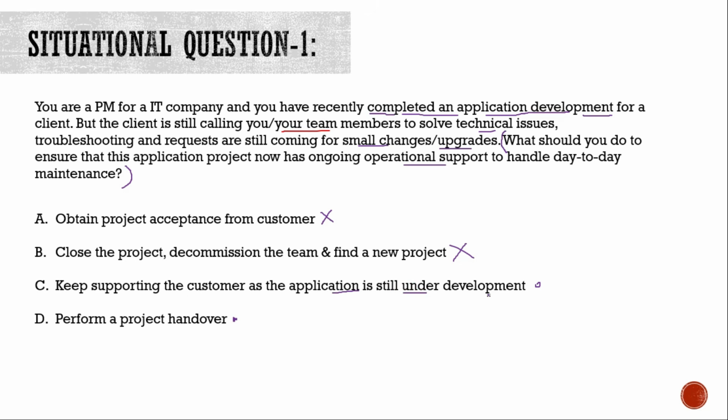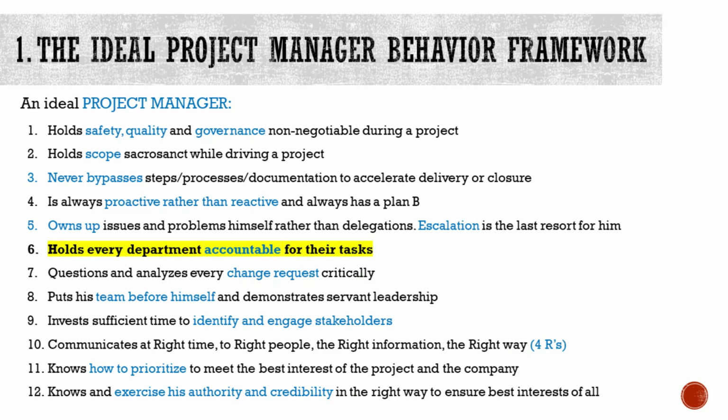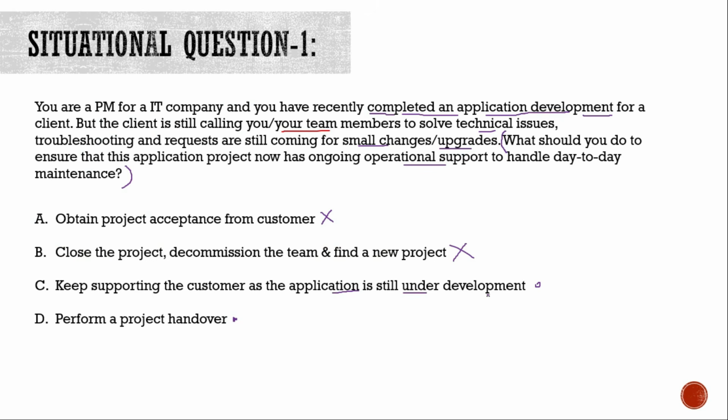Okay. Now, if you try to understand it from a project manager perspective, a project manager after the project closes always hands over the project to the customer or to the next department. And it also comes from the project manager behavior framework, where it states that a good project manager holds every department accountable for their tasks. Okay. So a good project manager after doing the project always hands it over to another entity, which may be the client, the customer or the operations department. Now it is not acceptable or not as per project management norms to keep on supporting the customer for eternity. That cannot happen, right? The project needs to be closed and the project manager needs to move on to other projects, right? So that is why option C is also wrong.